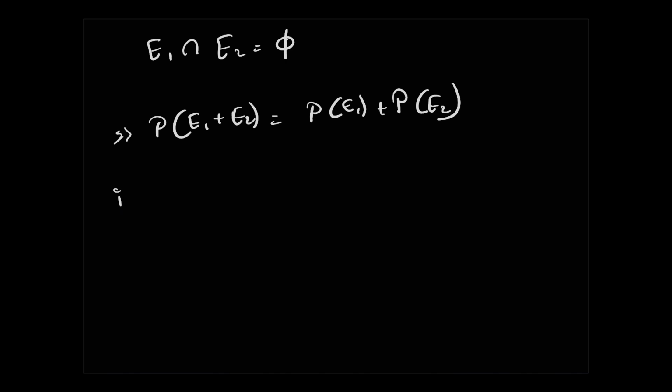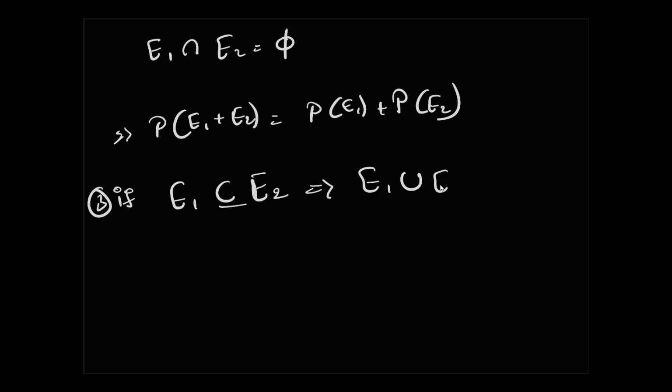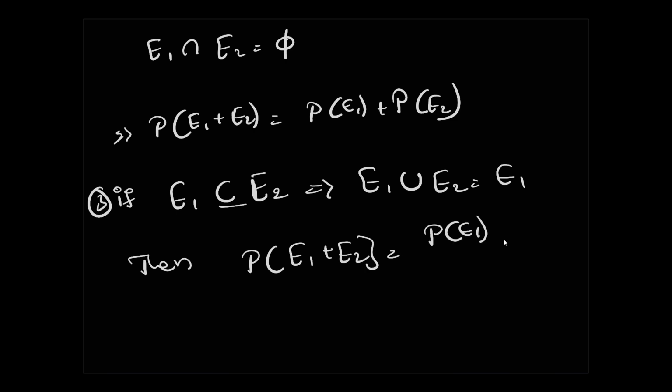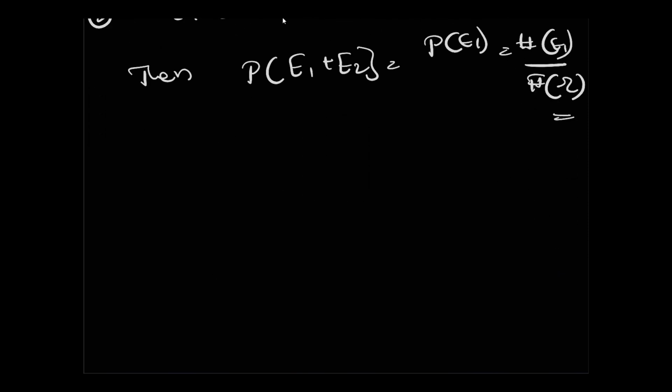Similarly, the third one: if E1 is a subset of E2, that is, E1 intersection E2 is equal to E1, then the probability of event E1 will be the total number of elements in E1 by the total number of elements in omega. These are some basic properties. Now let us do some examples.